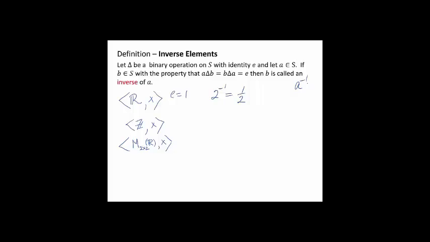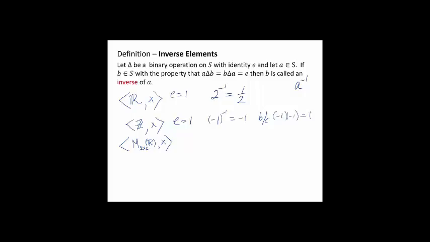In Z, we have a multiplicative identity, 1. Now here in Z, 2 does not have an inverse, but 1 and minus 1 do. So I could say minus 1 inverse is equal to minus 1, because when you multiply them together, minus 1 times minus 1 gives you the identity. Now in the integers, only 1 and minus 1 have inverses. In the reals, under multiplication, everything but 0 does.